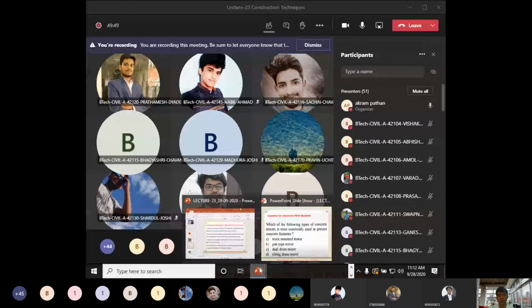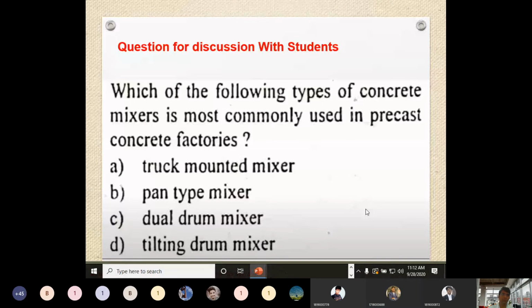So see again, this is a particular question. Which of the following types of concrete mixer is most commonly used in the precast concrete factory? Which type of concrete mixer do we generally use? Pan type mixer. Which one? Pan type. Yes, yes. Okay, very nice.